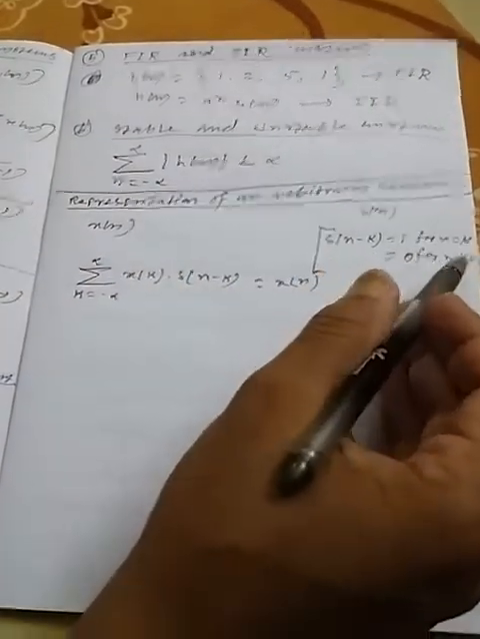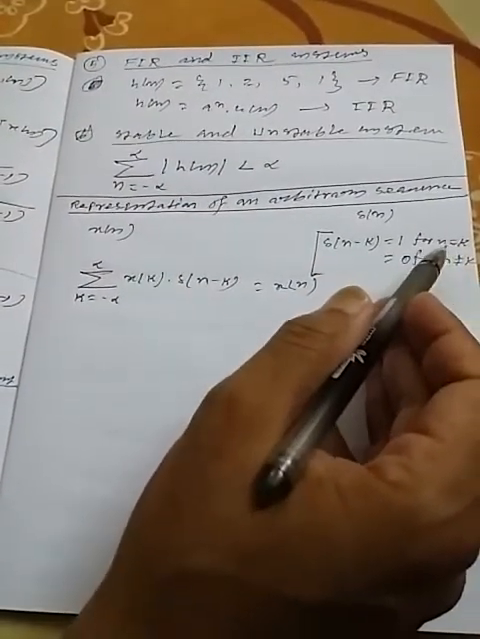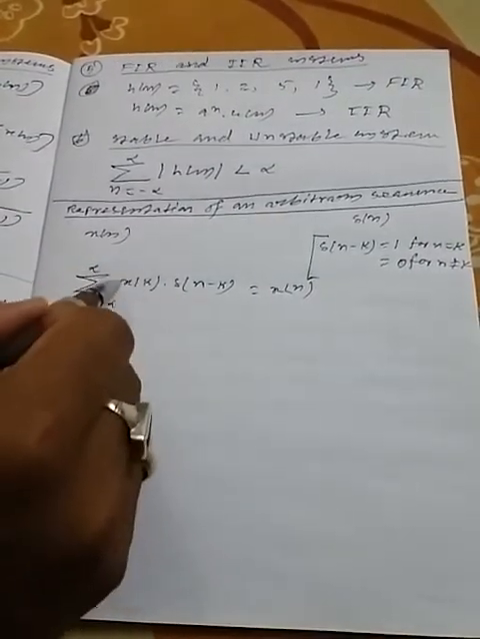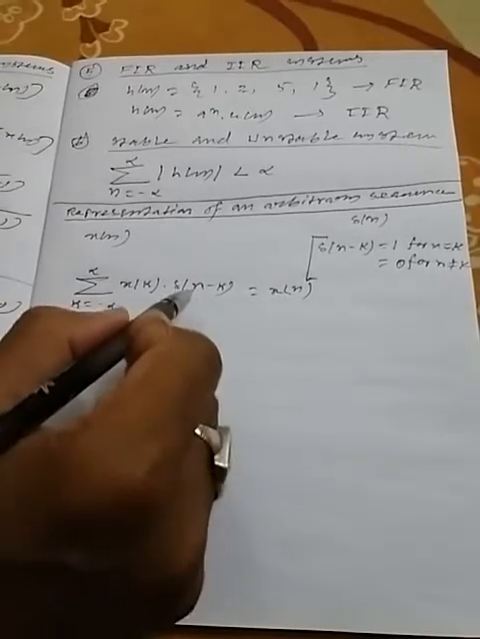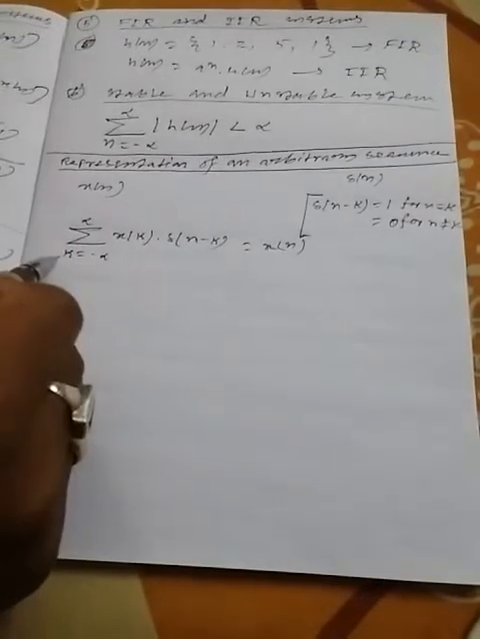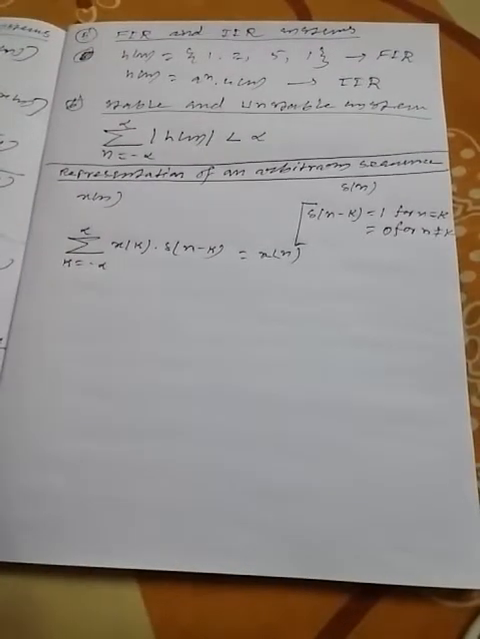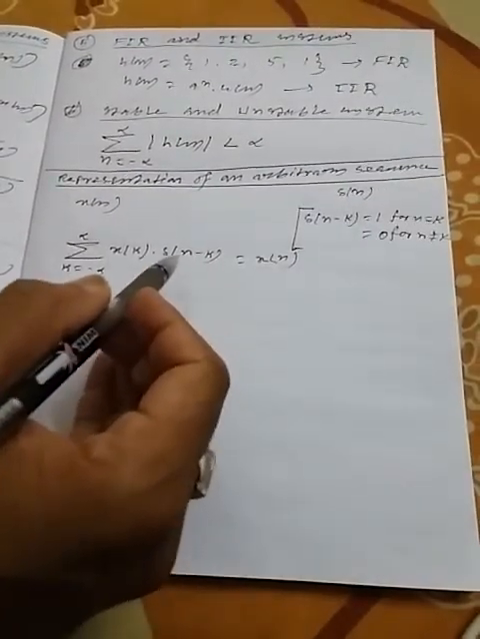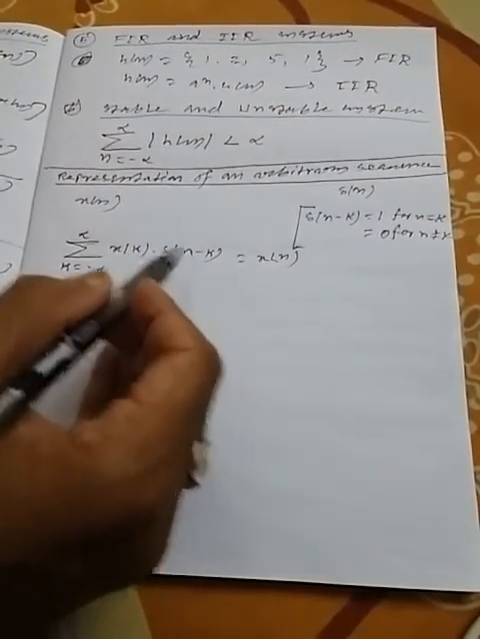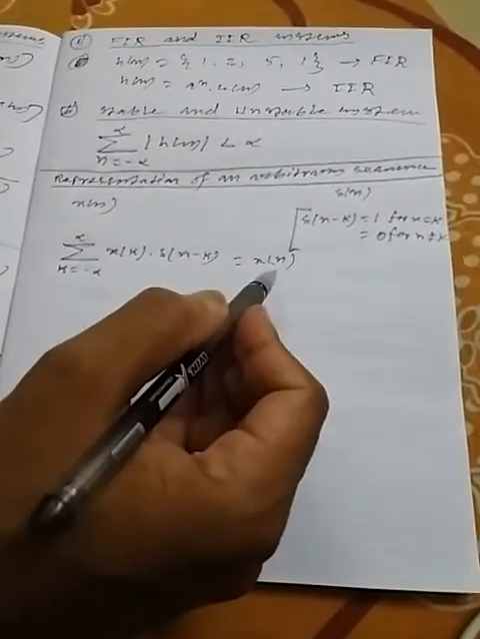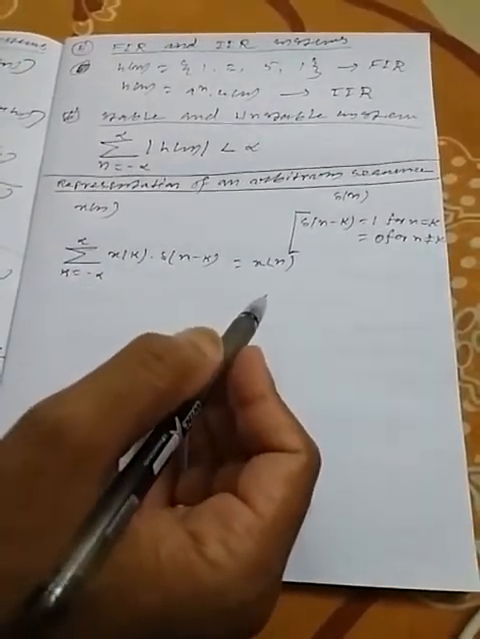Here n equal to k, that means when k equal to n, the value of x[k] is x[n] and the value of delta[n minus k] is 1. So for this entire range from k equal to minus infinity to infinity, only when k equal to n, delta[n minus k] equals 1, otherwise 0. So 0 into something means 0. When this is 1, then it is x[n]. I think this is clear to everyone.